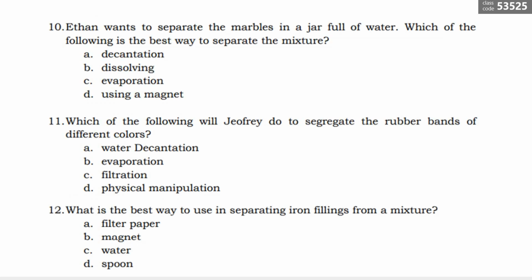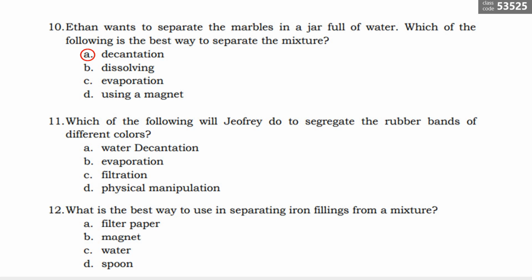Okay, then number 10. Ethan wants to separate marbles in a jar full of water. Which of the following is the best way to separate the mixture? A. Decantation. B. Dissolving. C. Evaporation. D. Using a magnet. Go. Okay, time is up. Let's reveal the answer. The correct answer is decantation. Given a solid and a liquid, if you want to separate them, you're going to use decantation.